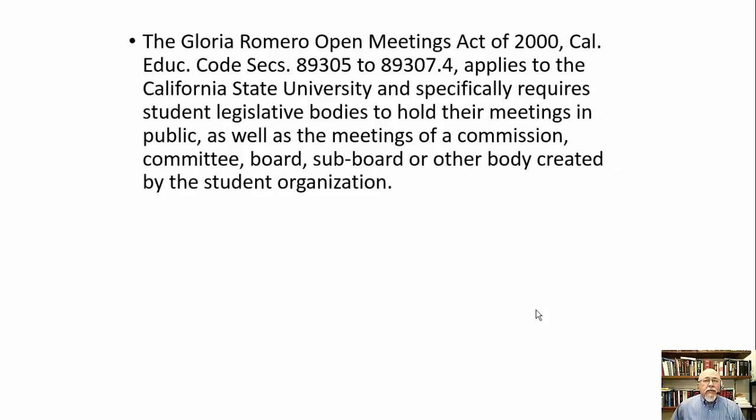A couple of years ago, we had a controversy on campus about the student success fee. ASI said we don't have to have our meetings open, and ASI is not covered by the Ralph M. Brown Act, but it is covered by the Gloria Romero Act. So here, ASI, other university government entities, they have to be open to the public as well.